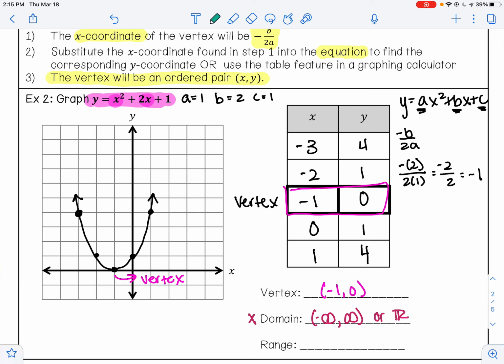Our range is our y values from the bottom of the graph to the top of the graph. The bottom of my graph is my vertex. Here, my y value is 0. And then my graph is going up forever. So my range is from 0 to infinity. Or I could say y is greater than or equal to 0. It's greater than because this curve is above my vertex.